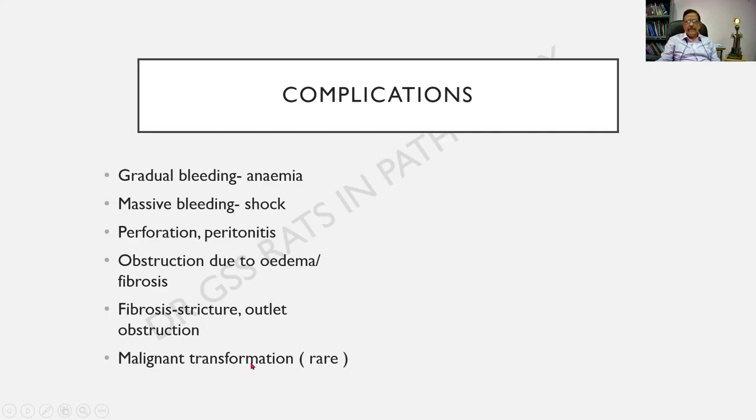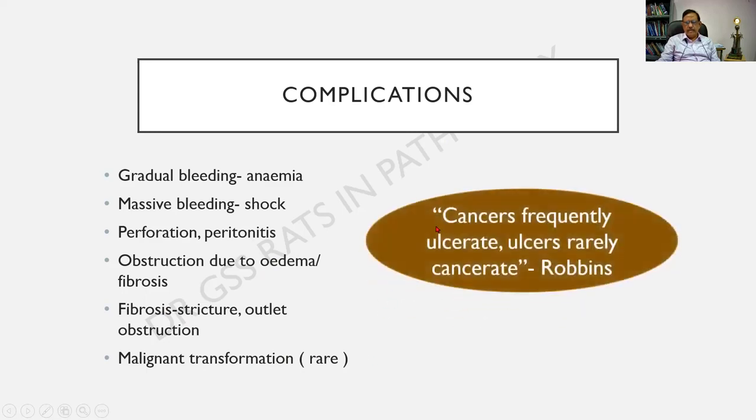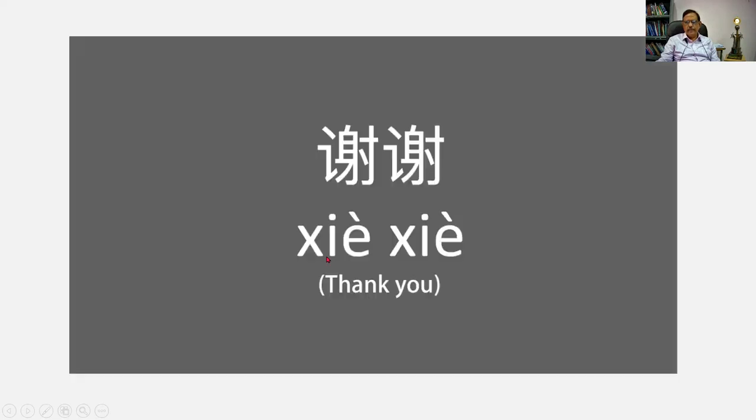Very, very rarely there can be a malignant transformation. So don't write it as a common complication, because what your Robin says is cancers frequently ulcerate, ulcers rarely cancerate. Please remember these complications. This is also a question that is asked.